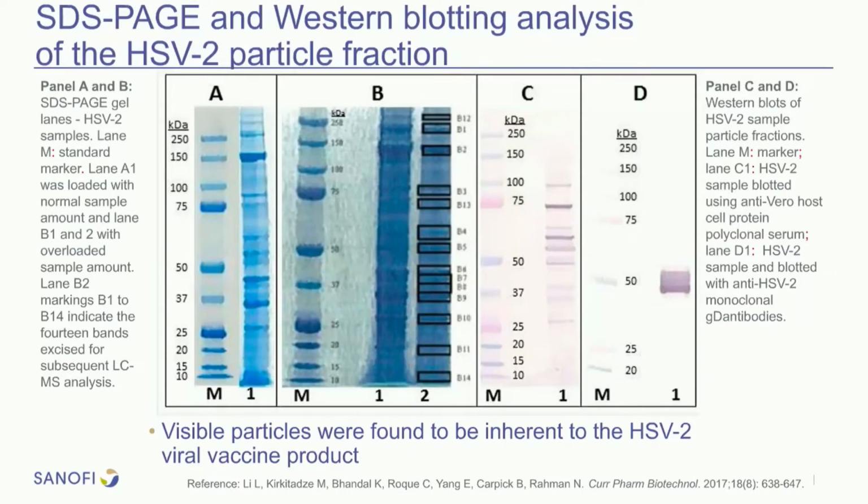virus itself, from the HSV variant, and it was blotted with anti-viral host cell proteins and also with HSV-2 monoclonal antibodies. So the conclusion was that the visible particles contain proteins from the HSV variant itself and also from the host cell where the virus was grown.